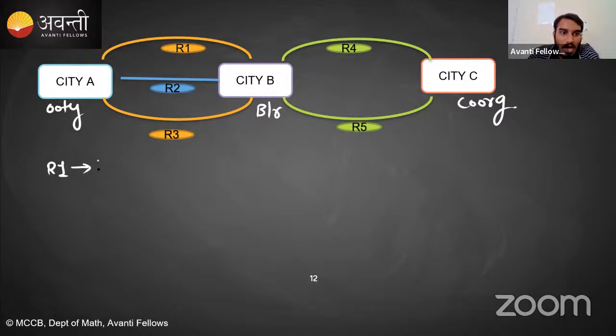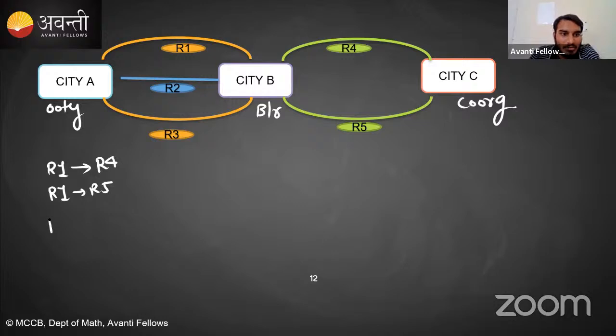Yes or no? So R1, R4, right? First take route 1 and then take route 4, or maybe R1 and R5, route 1 and route 5. There are 2 different ways. Each and every route is different. Two routes means 2 different paths, right? So one path is, first you take route 1 and then route 4, and you will land in city C. Or you can take route 1 and then route 5.